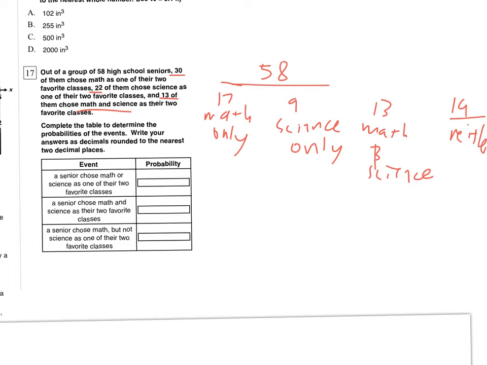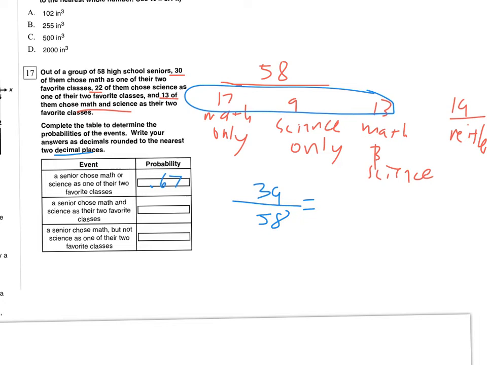So if we want the probability that a senior chose math or science, I would take all these people in my numerator as one of their 2 favorite classes, because all of those people did. And so that would be 39 out of 58. Now they asked us to write our answer as a decimal to 2 decimal places. So I'm going to use a calculator, and then that would be 0.67.